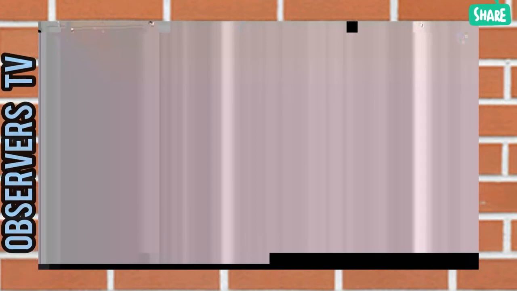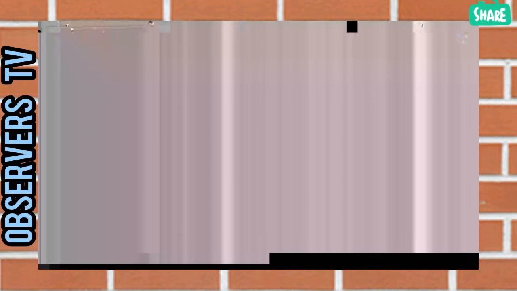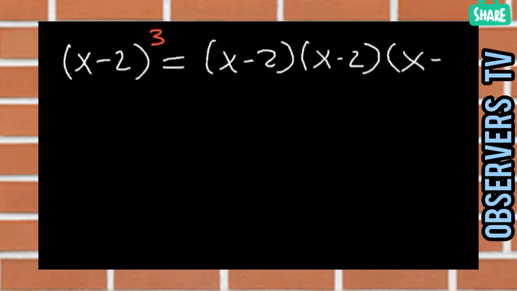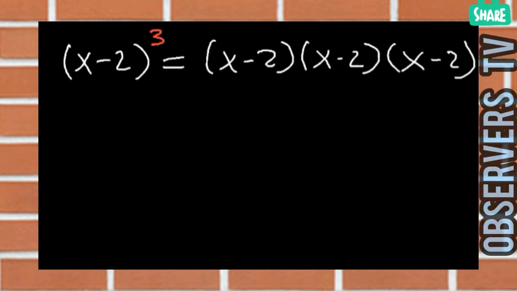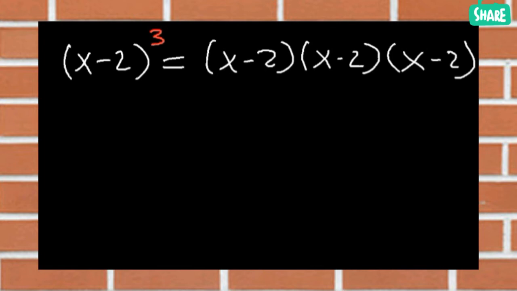Now there's two ways you can do this. You can multiply x minus 2 three times, or you can use the binomial theorem to help you expand this expression. We're going to do it both ways. But first, let's use the binomial theorem, and then we'll confirm the answer by actually foiling these three terms.